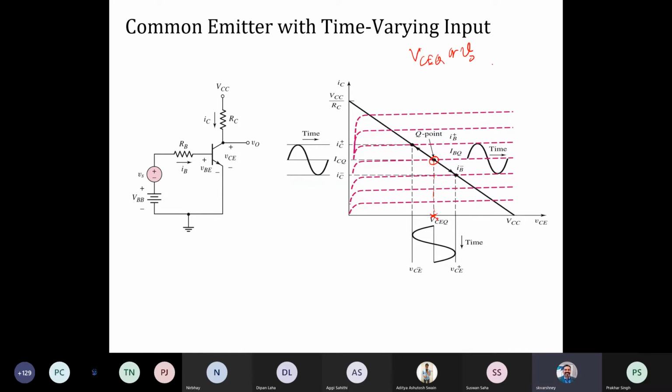be less than VBE on. If it is less than VBE on, then it is simply entering into the saturation mode. Right. So now you can see that the notation is also slightly different in this case.